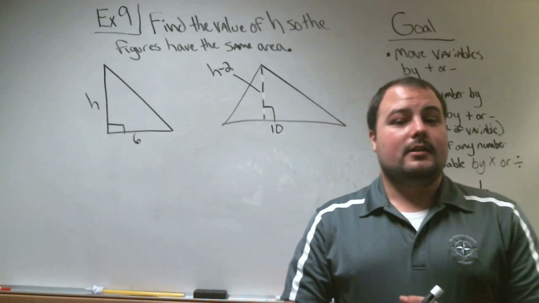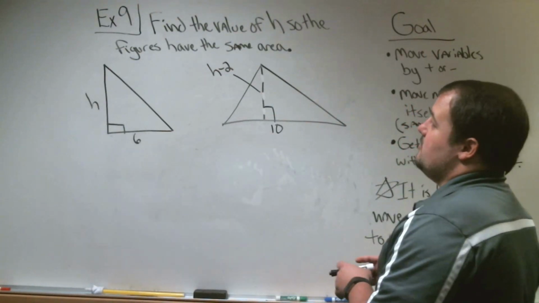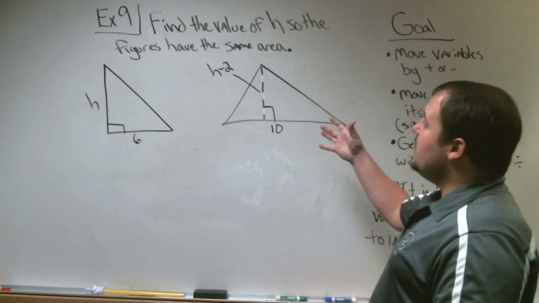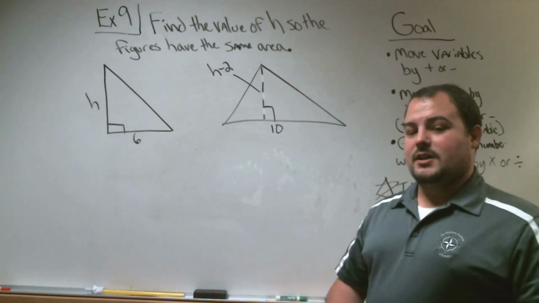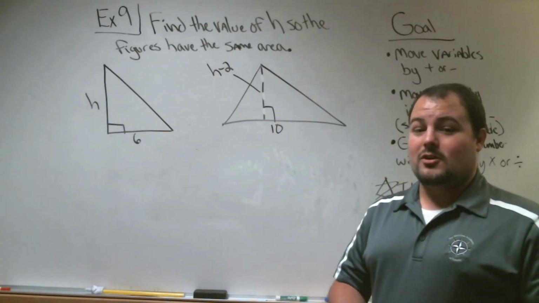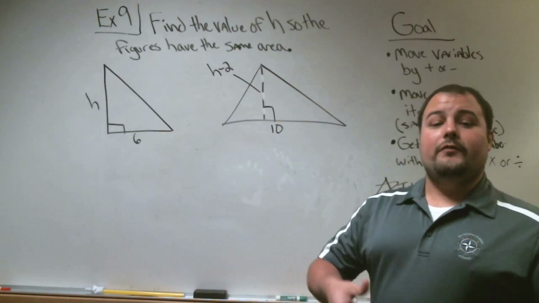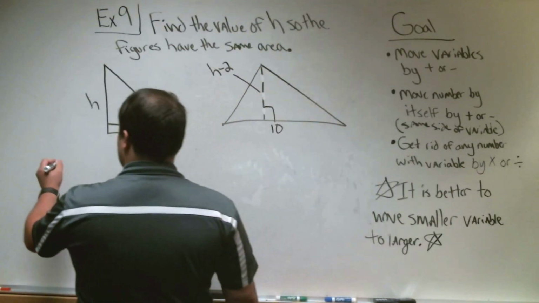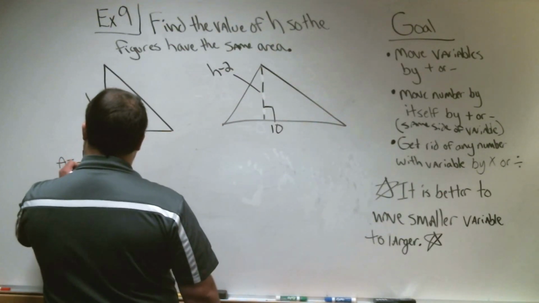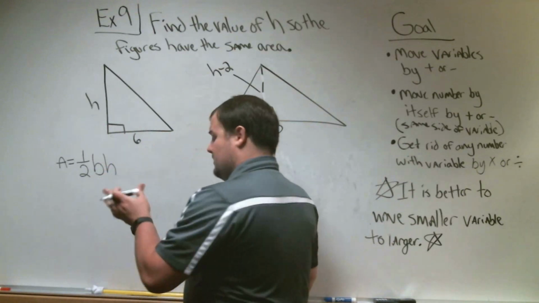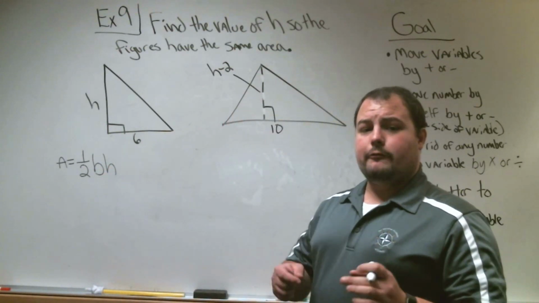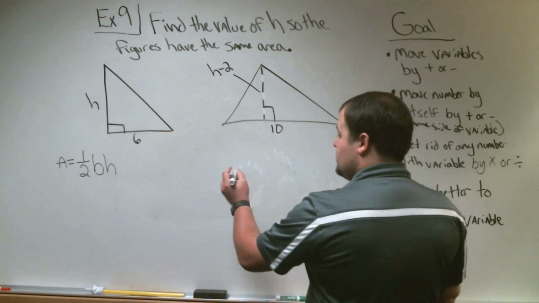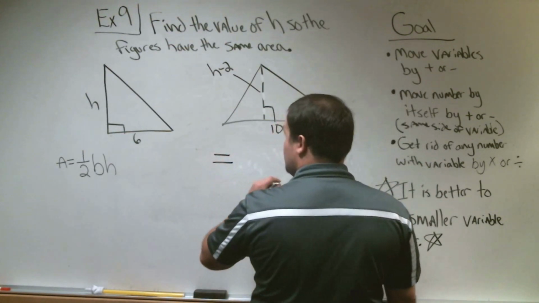All right. Example 9, we're going to work on geometry that deals with solving equations that have variables on both sides. So this says find the value of h so the figures have the same area. So before you actually begin this, you need to know the formula for the area of a triangle. Hopefully you remember from previous grade levels, but the formula for the area of a triangle, area equals 1/2 your base times your height. Well, if we're going to say that these two triangles have the same area, we're going to actually put 2 equal statements on them.